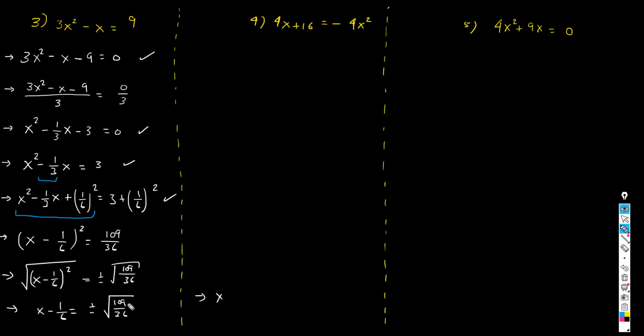Finally, we isolate the x. X will be equal to plus minus the square root of 109 over 36 plus 1 over 6. And what does this mean? Remember, that means that one of your solutions goes with the plus. So your first solution would be, in fact, this. Okay? And the second solution, x2, will be equal to negative the square root of 109 over 36 plus 1 over 6. These are my two solutions, one with the plus, one with the minus, and I'm done.